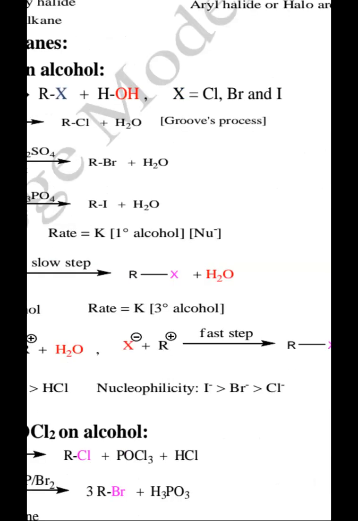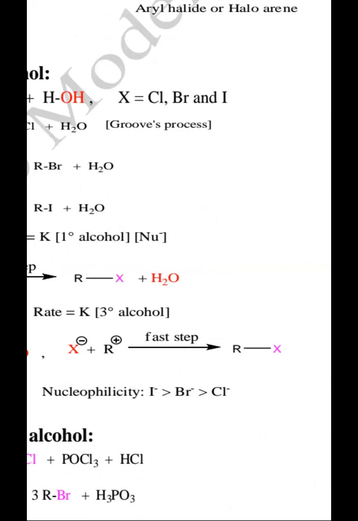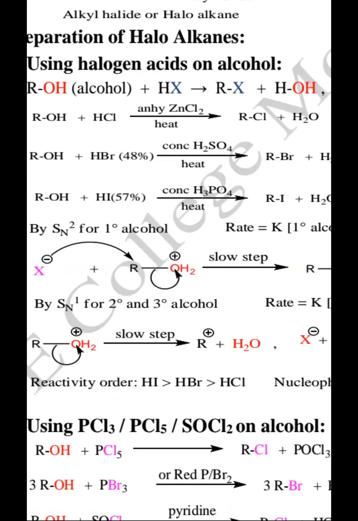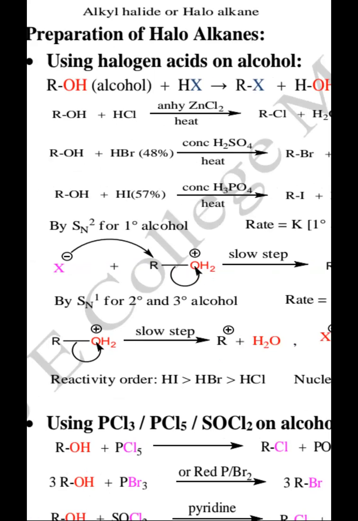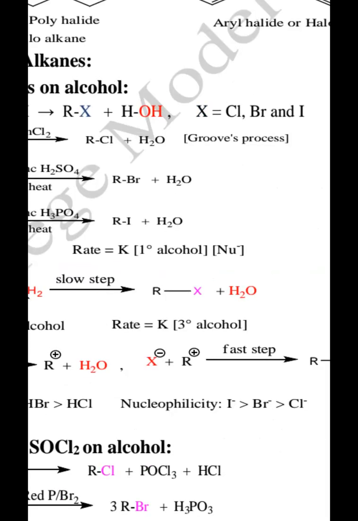In the next part of the reaction, this carbocation that has formed reacts with the halide ion to produce the alkyl halide. Now, because the slow step contains only the alcohol, we can see in the rate equation only the 3-degree alcohol appears, and that is why it is a unimolecular reaction.